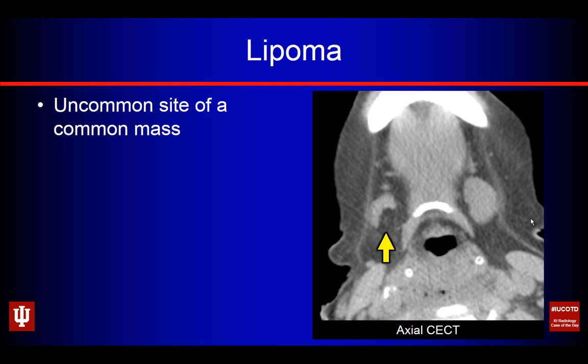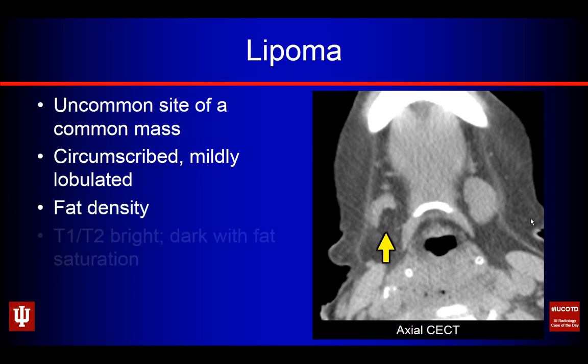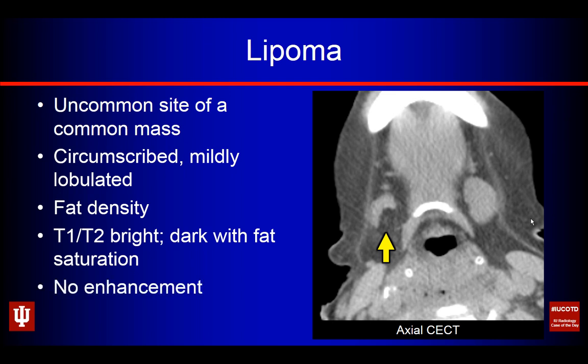We can get lipomas involving the submandibular gland. Again, just an uncommon site of a common mass. You know what they look like. They're circumscribed, they're mildly lobulated, they're fat density, they're T1 and T2 bright. They saturate out with fat saturation and get dark. They don't enhance. Rarely are they multiple. So you know what lipomas are.